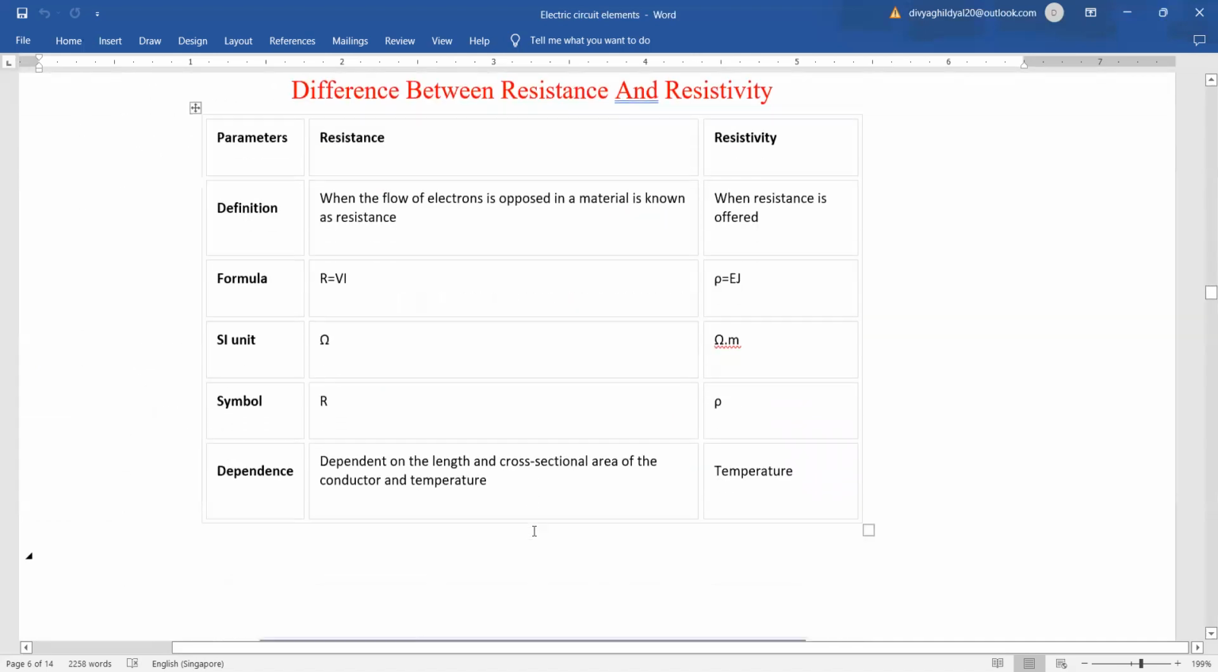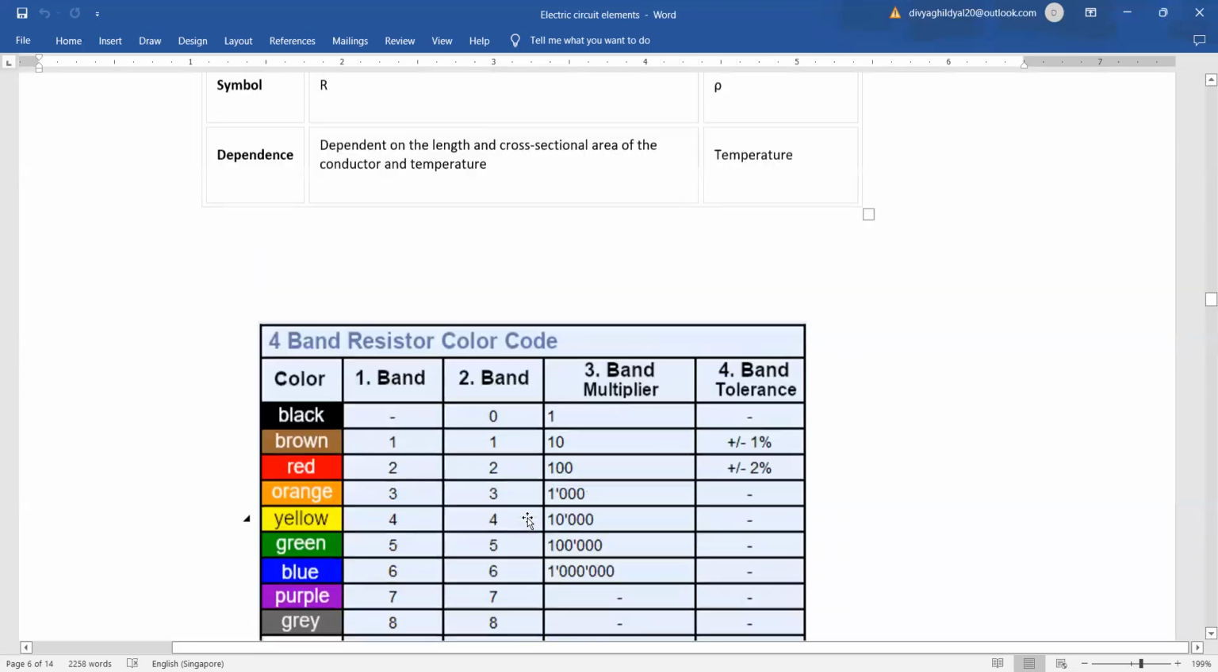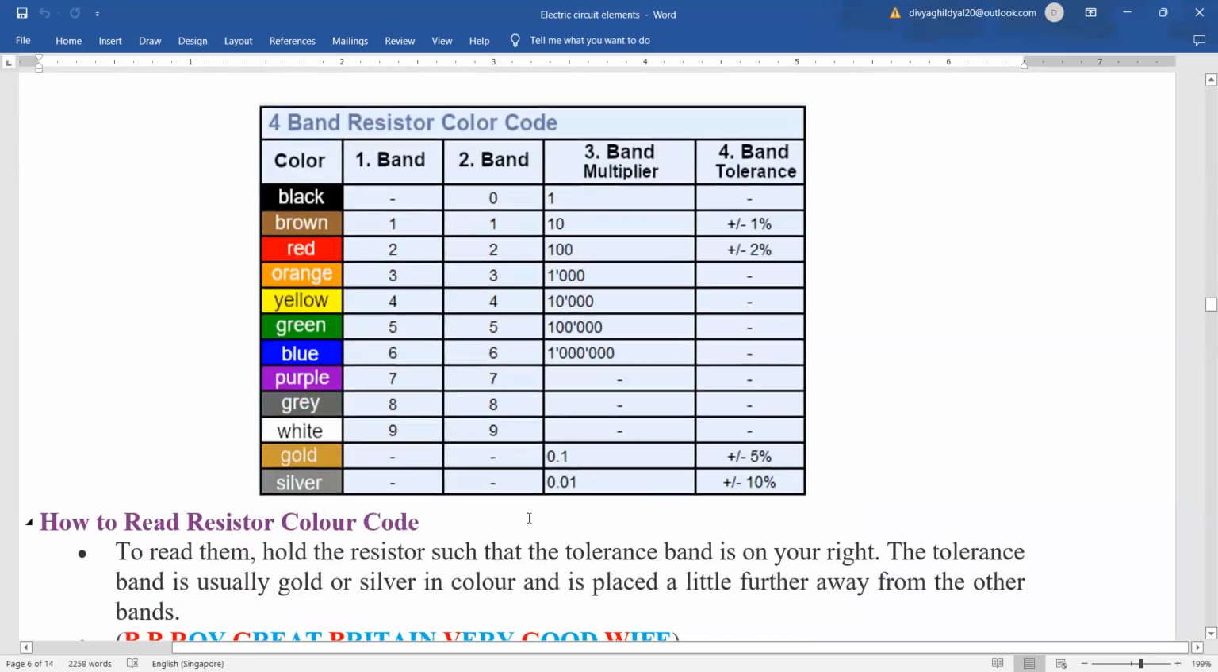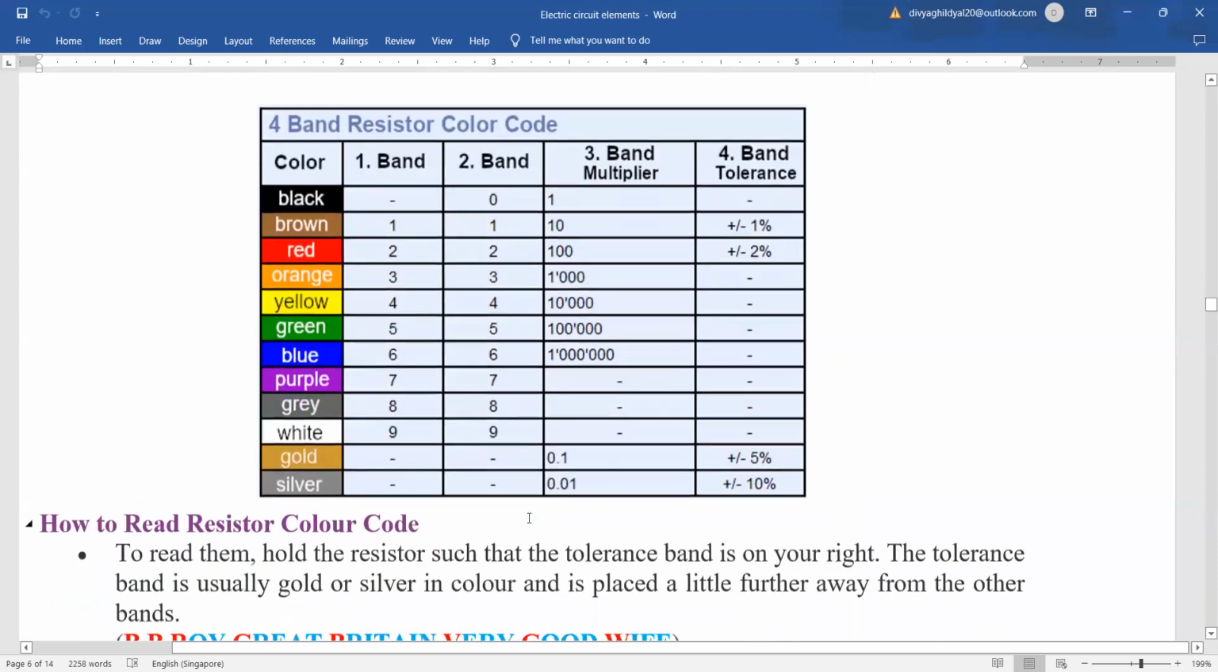Though the two words resistance and resistivity look familiar, there is a difference in them. Resistance is voltage upon current. Resistivity is EJ. The unit for resistance is ohm. The unit for resistivity is ohm meter. Resistance depends on the length and cross-sectional area of the conductor and temperature. Resistivity depends upon temperature.